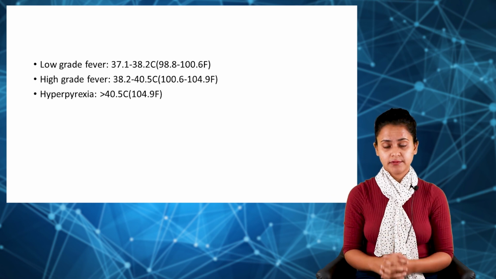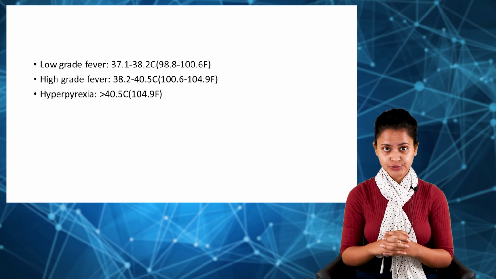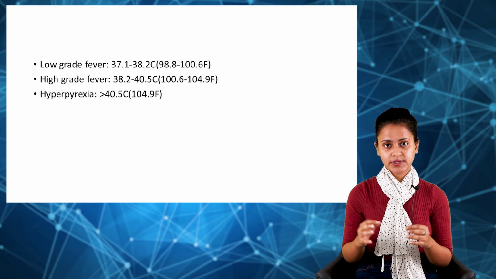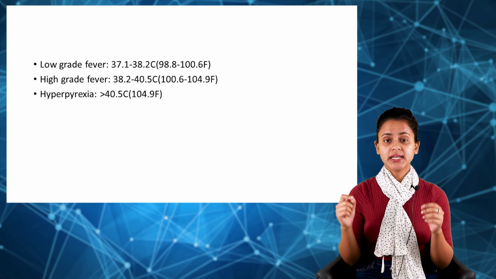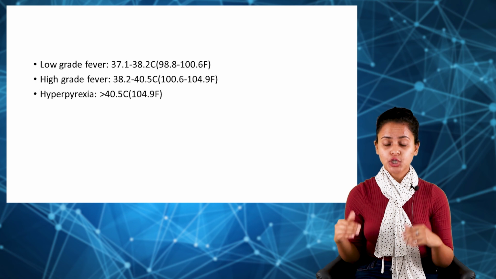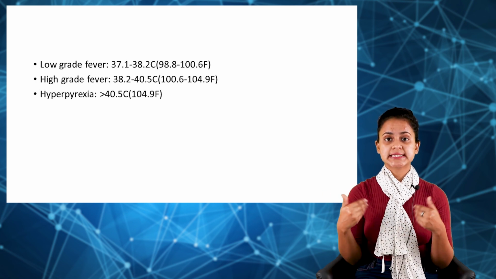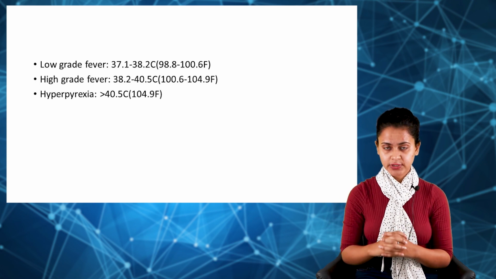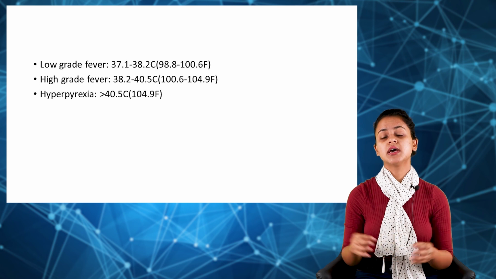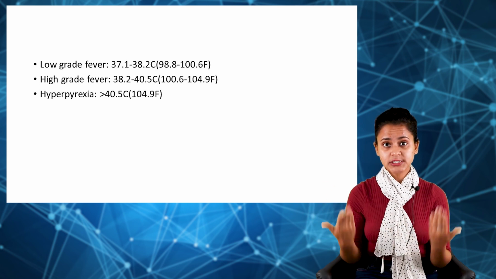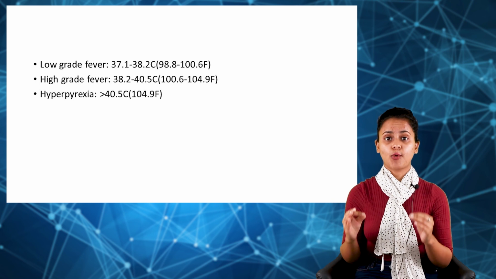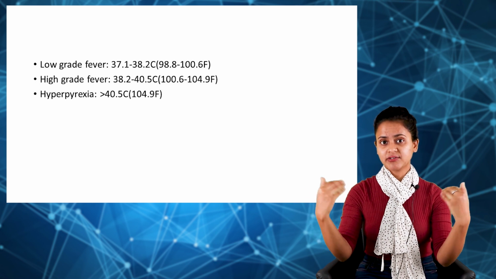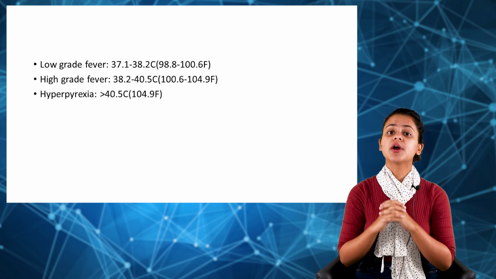Similarly, we classify fever into two categories, low grade fever and high grade fever, depending on the body temperature. We term it low grade fever if it maintains a temperature of 37.1 to 38.2 degrees Celsius. We call it high grade fever if the body temperature is maintained within 38.2 to 40.5 degrees Celsius. So that is the basic range of low grade fever, high grade fever as well as hyperpyrexia.